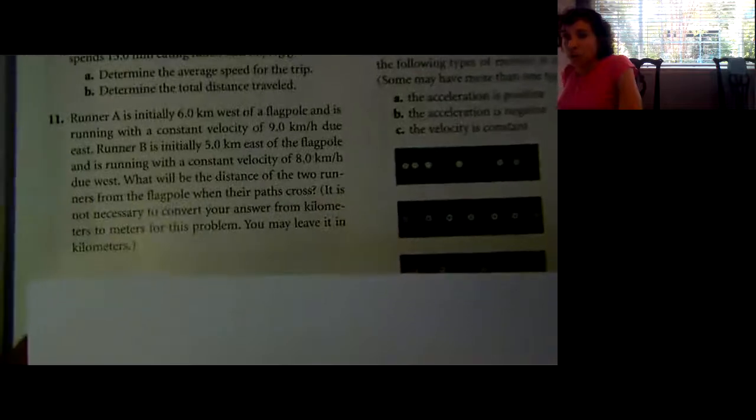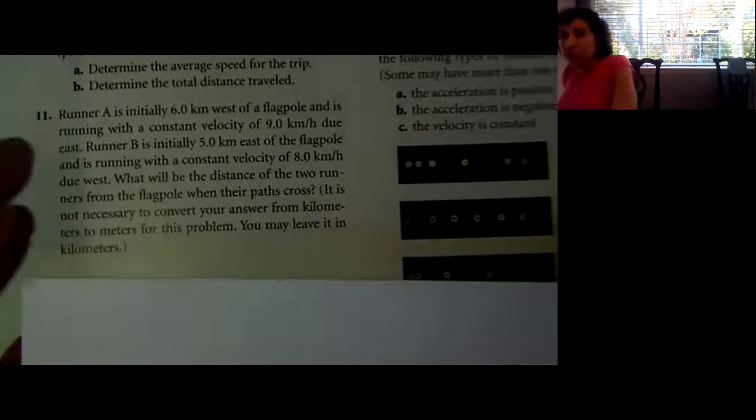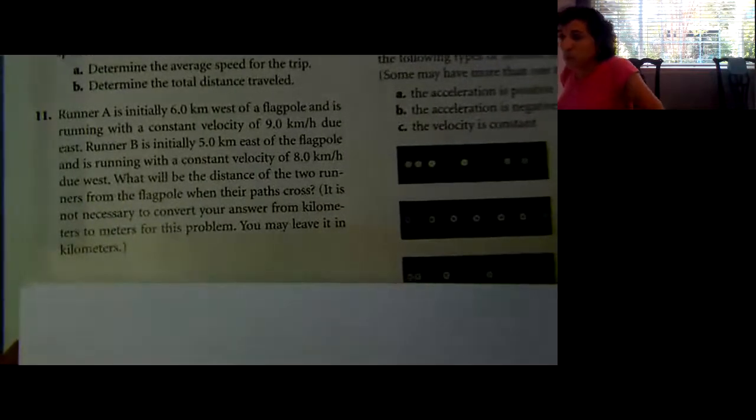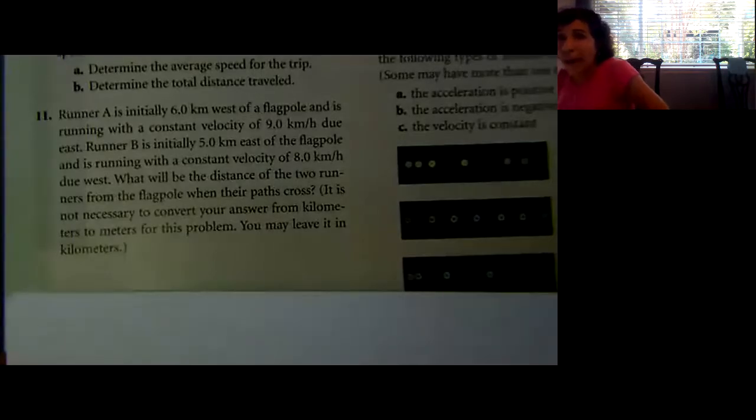I'm going to bring it up really big so you can read this one. Now, notice that it's a long problem to read, so this is one of those good ones that I suggest you probably want to read more than once. Okay, so here we go. Runner A is initially 6 kilometers west of a flagpole, and it's running with constant velocity, 9 kilometers per hour, due east. What does due east mean? It means they're going in the east direction, towards the east.